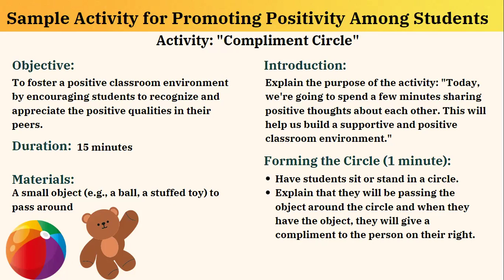And in the introduction, you can explain the purpose of the activity by telling your students what they are going to learn. They're going to learn how to give positive compliments to each other or positive thoughts. And this will help to build a supportive and positive classroom environment. Then next step is, you can see I mentioned the timing for each part. Then is forming the circle, which will take 1 minute. That means you make your students sit in a circle or explain that they will be passing an object. When they have the object, then they will give the compliment to the next person.